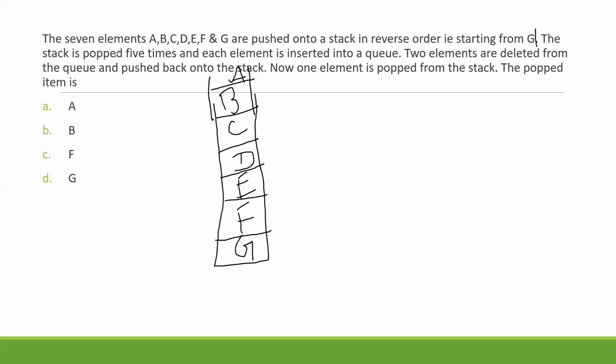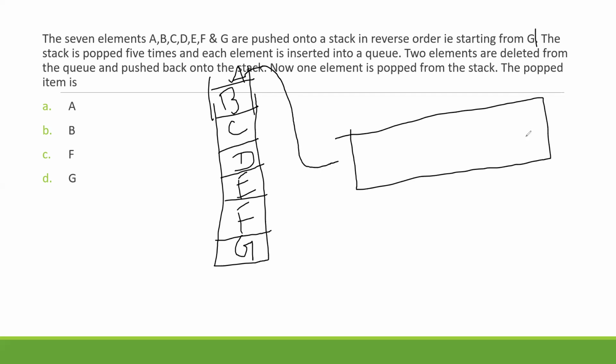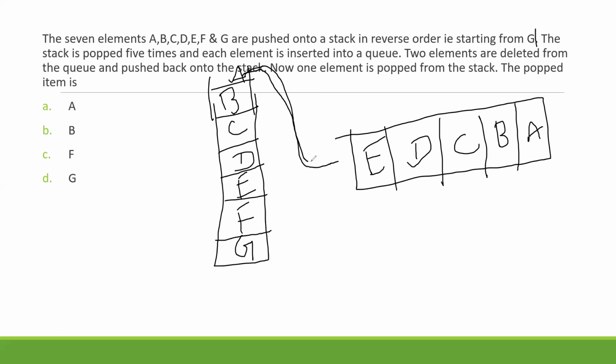The stack is popped 5 times and each element is inserted into the queue. So the queue will be here. I'm going to pop one value and insert it here. So what will happen? A will be inserted, and next B, next C, next D, next E. So I'm going to take first A and insert it.